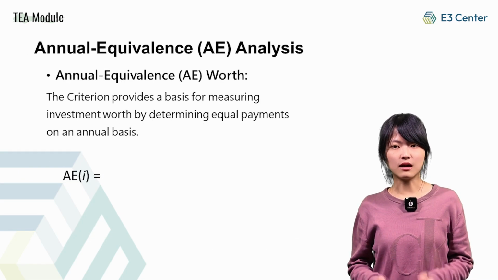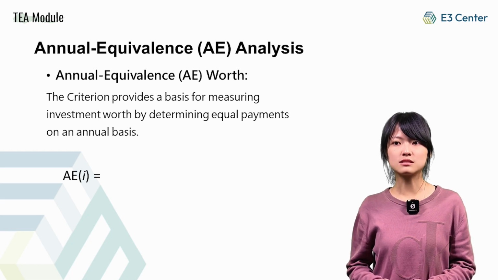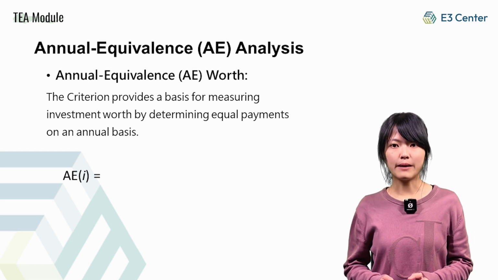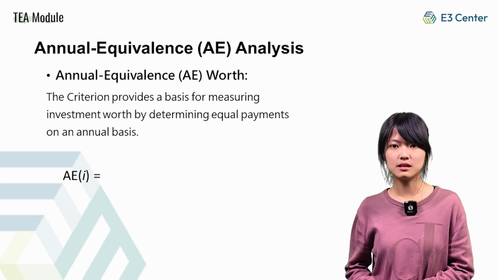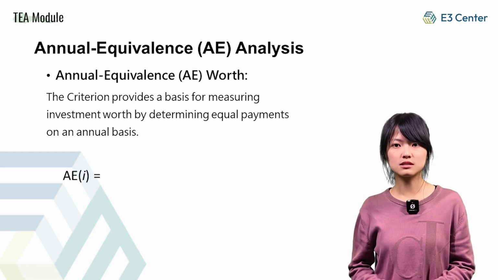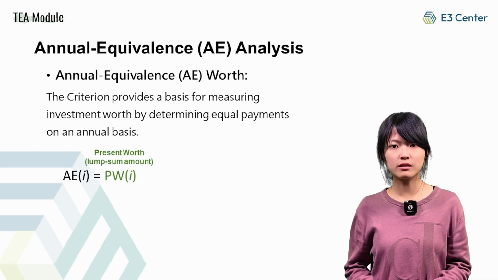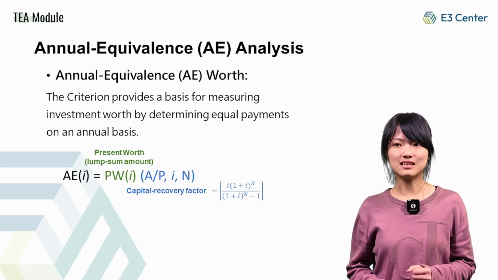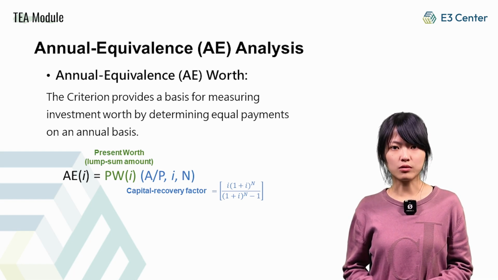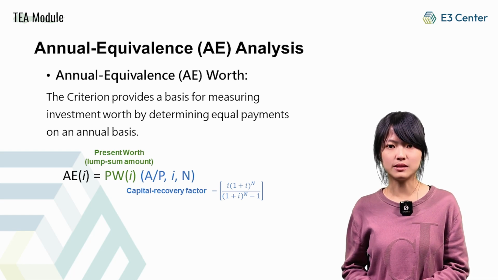Annual equivalence analysis, or AE analysis, helps measure the value of an investment by spreading out cash flows into equal annual payments. Here's how it works. The AE value is calculated by taking the present worth and applying the capital recovery factor. Such factors adjust the present worth into an equivalent series of annual payments.